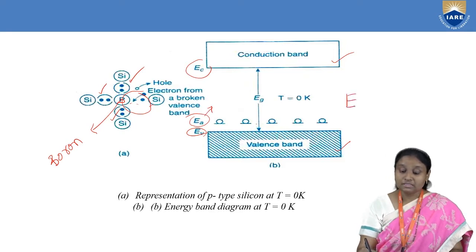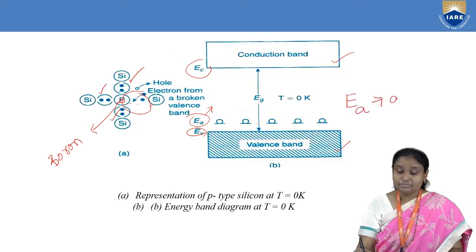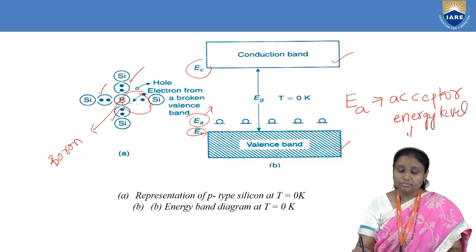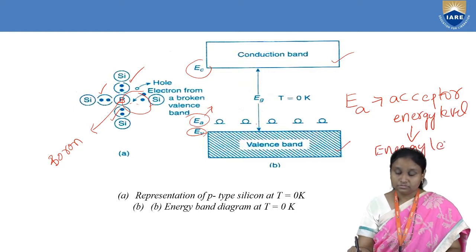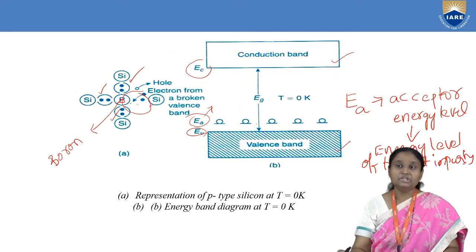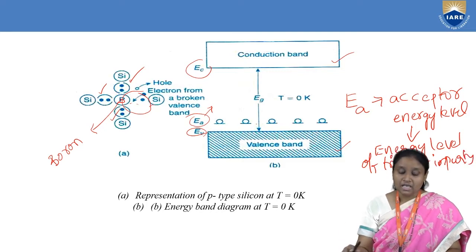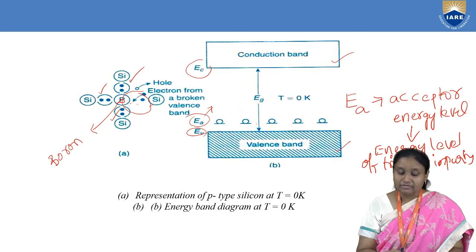Actually, it's the energy level of trivalent impurity. So this EA, which is the acceptor energy level, is nothing but the energy level of the trivalent impurity. Now if you see this acceptor energy level, we have kept it close to the valence band.